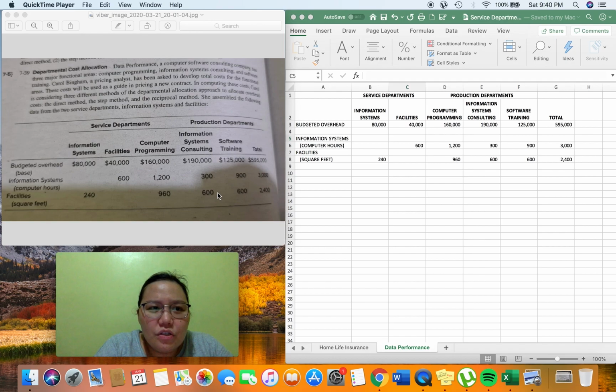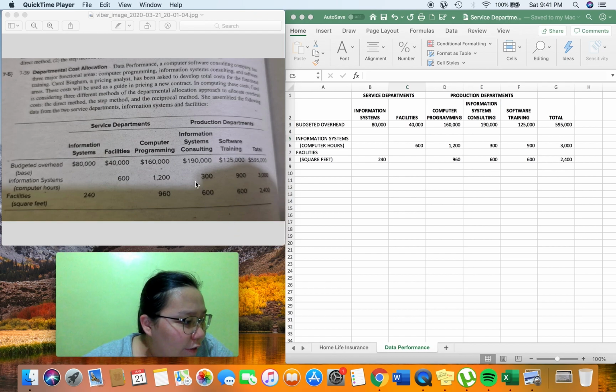In computing this cost, Carol is considering three different methods of the departmental allocation approach to allocate overhead costs: the direct method, the step method, and the reciprocal method. She assembled the following data from the two service departments: information systems and facilities. Okay? So we have the budgeted overhead and then the information systems as well. Information systems, the number of computer hours, and then we have the facilities, the number of square feet occupied by each of the service department and the production department. So please refer to your book for the requirement.